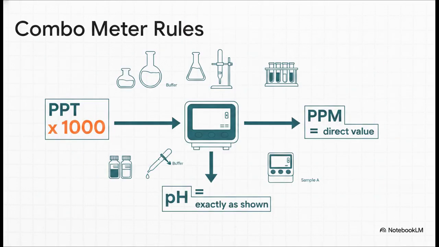So, to avoid that, you've got to follow the HANNA Combo Meter golden rules. First, you absolutely must multiply your PPT results by 1,000, period. However, your ppm and your pH results, those are logged exactly as the device displays them. Do not mix those up.